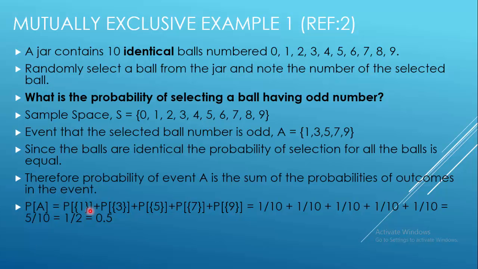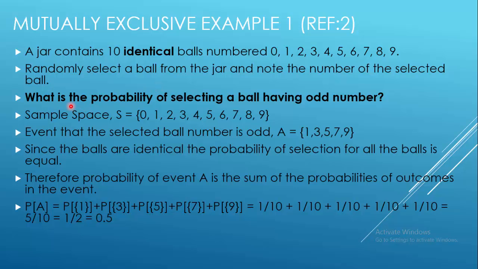Bismillahirrahmanirrahim. In this video we will see an example of mutually exclusive events and also when they are not mutually exclusive. So the example is that a jar contains 10 identical balls numbered 0 to 9. Randomly a ball is selected from the jar and we note down the number of the selected ball.